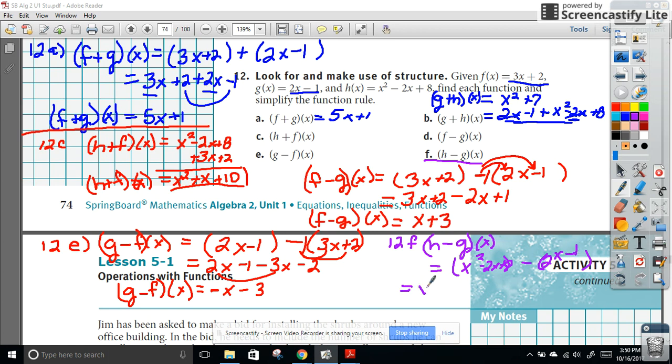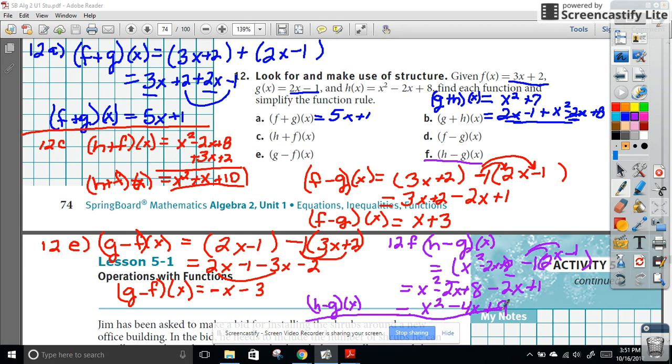Okay, so that first function, x squared minus 2x plus 8, nothing happened to that because there's nothing in front of the parentheses. But this one, we have to distribute the -1. So -1 times +2 gives me -2x. -1 times -1 gives me a +1. Now I have like terms to combine. There's only one x squared term. I have a -2x right here and a -2x right there. Put those together, -4x. A +8 and a +1, that gives me a +9. So this is the final answer of h minus g of x.